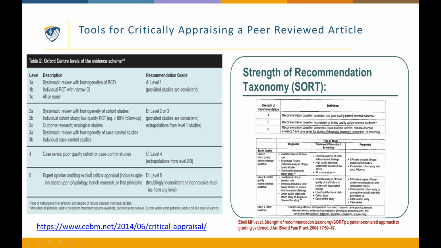There's many types of tools out there for doing it. And one here is the Oxford Center of Levels of Evidence, which is basically a 5-category level, which at the bottom is your expert opinions, and at the top, 1A is your systematic reviews. You can find handouts and more information pertaining to the Oxford Center of Levels of Evidence at the website below.